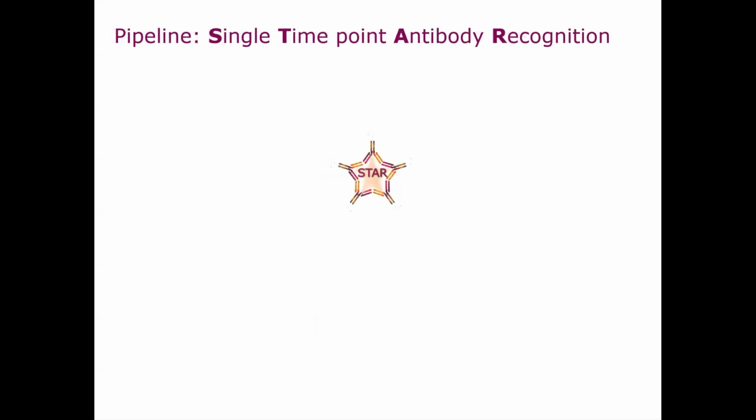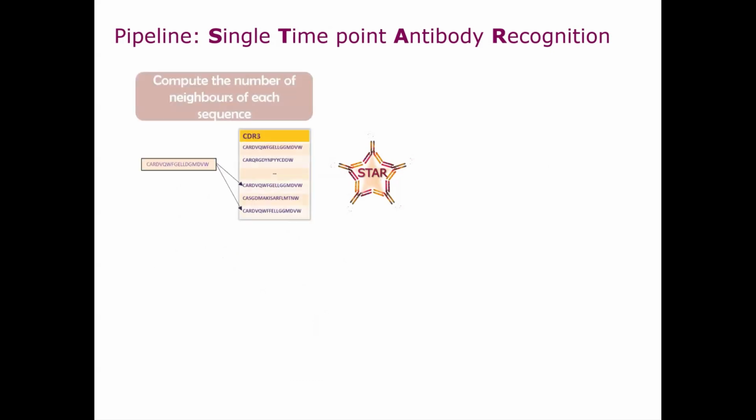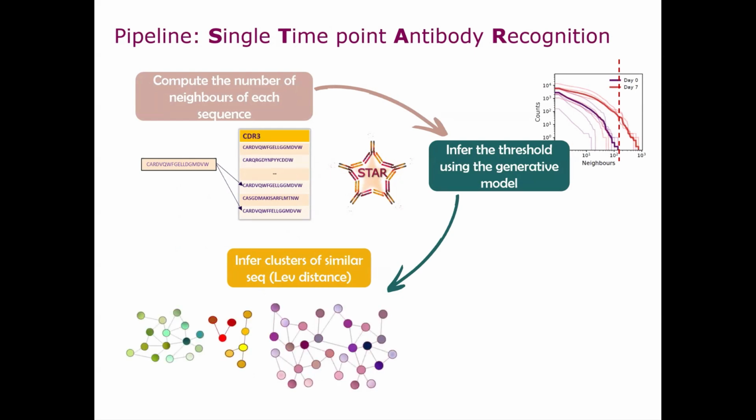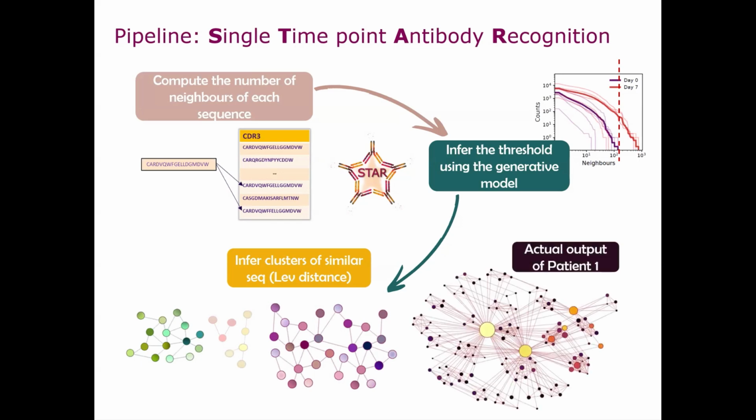Now, just to recapitulate how the pipeline works, it is called STAR, and is available on GitHub. That is single time point antibody recognition. It starts by computing the number of neighbors of each sequence using the multiplicity in nucleotide, then infers the threshold using the generative model. And then we added an additional step here. For the sequences that are above the threshold, we infer the clusters of similar sequences using Levenshtein distance. And in particular here, we exclude all the clusters that have less than 10 sequences. You can see here an example of an actual output for the first patient.